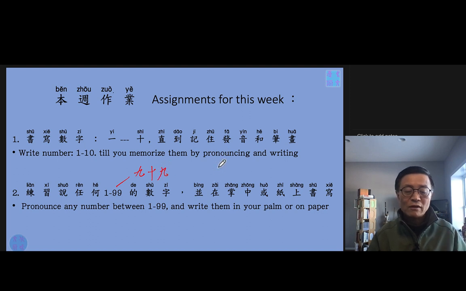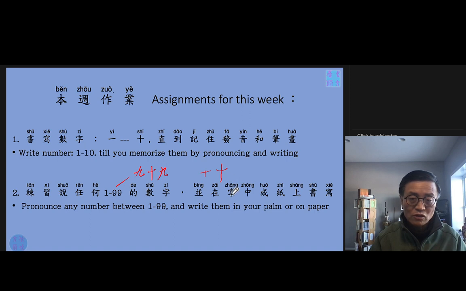If it reads in Chinese, this one would be 九十九. Oh, in the last assignment, some of you wrote 十 too short. It's not a plus symbol. Make it longer. In general, in Chinese characters, the vertical direction is longer than the horizontal. Vertical is longer than horizontal, okay? It's not the other way around. All right?